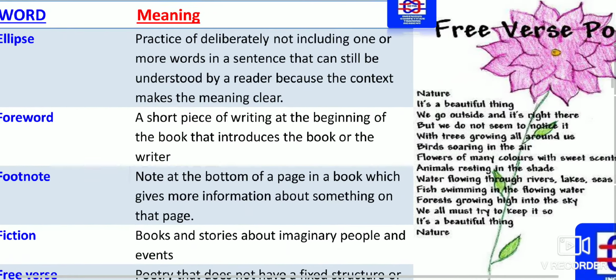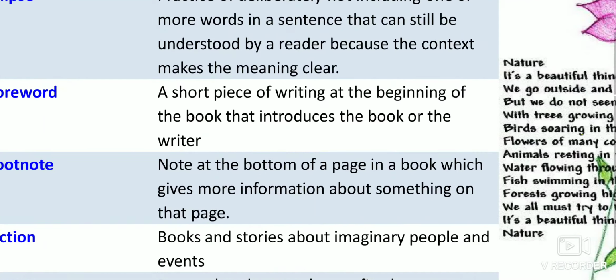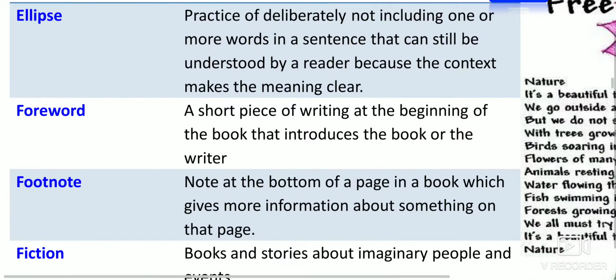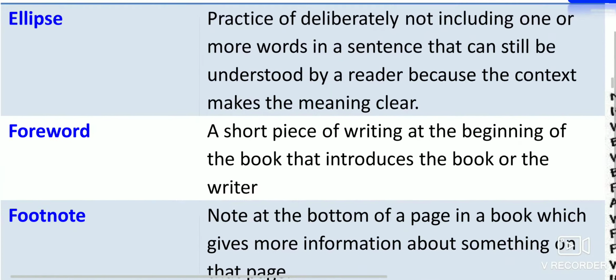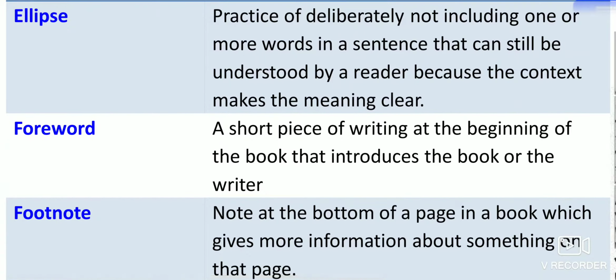Next we have ellipsis. The practice of deliberately not including one or more words in a sentence that can still be understood by a reader, because the context makes the meaning clear, is known as ellipsis. Here, in this, for most words, whatever concerns the word, you have to remember everything.